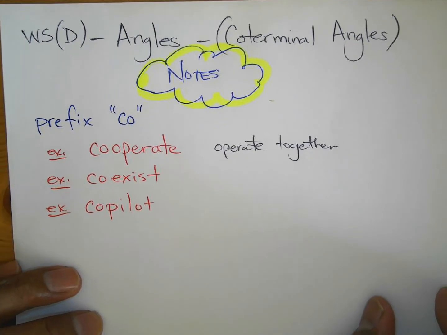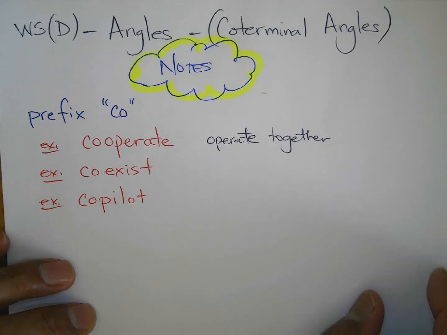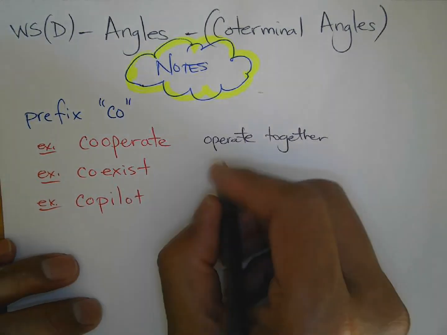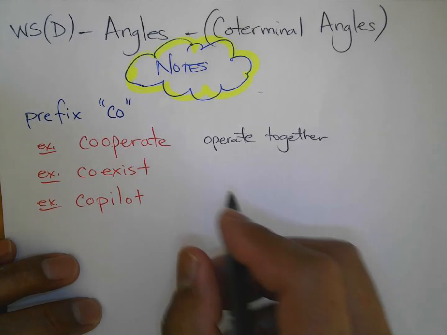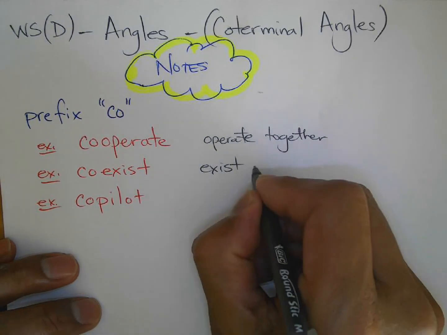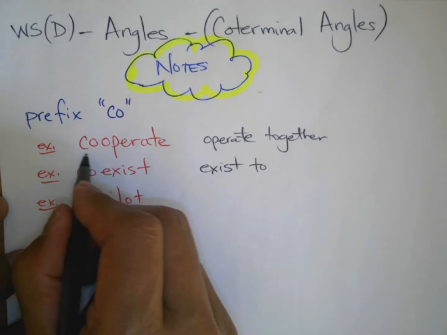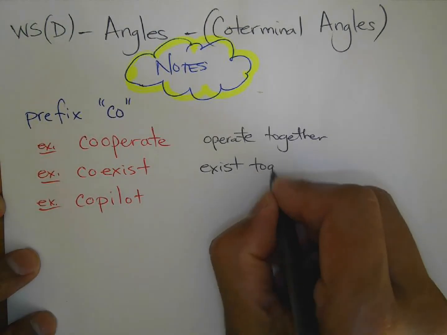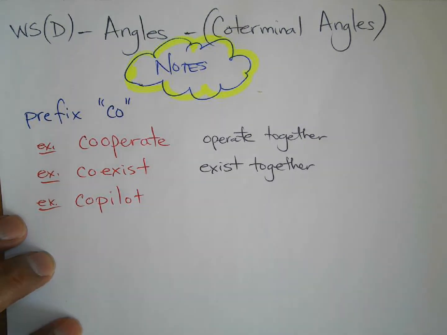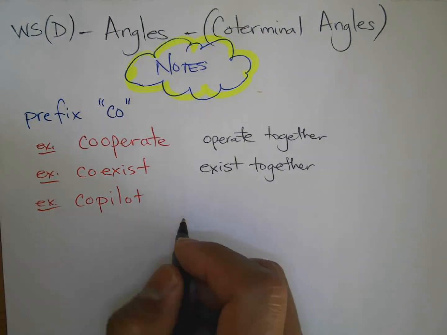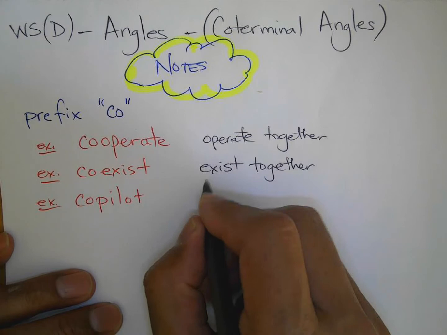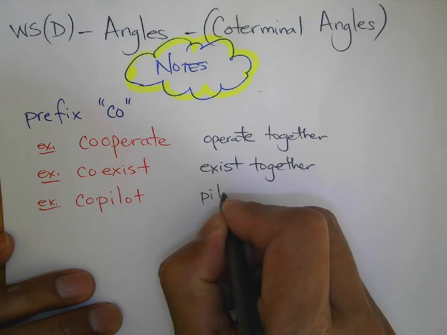Coexist, right? Certain animals in certain habitats, they can coexist, they can live together, right? They can exist and live and be amongst each other, right? So exist together, right? Coexist. So you're kind of getting an idea what this prefix means. Co-pilot, right? There's a pilot and then there's a co-pilot, right? But it means you're going to pilot the plane together, right? Or a helicopter. So pilot together, right? Work together.